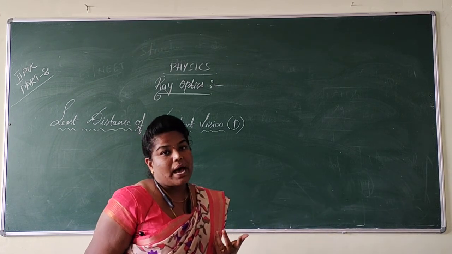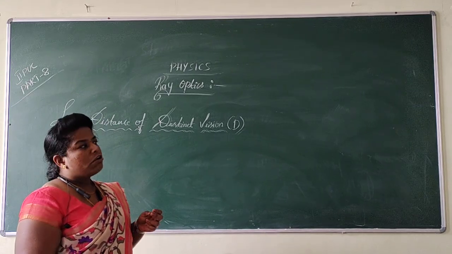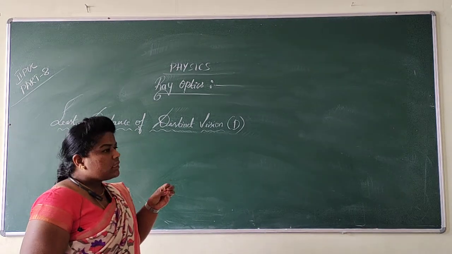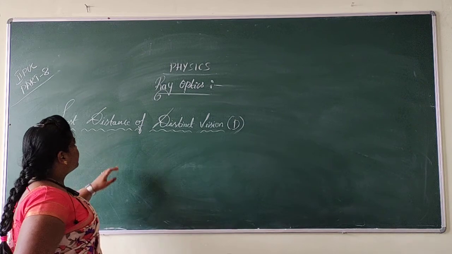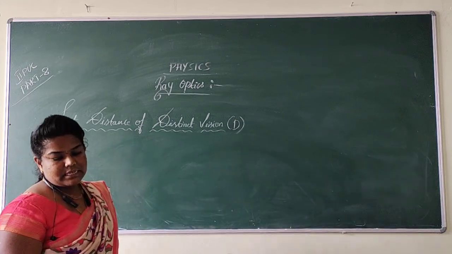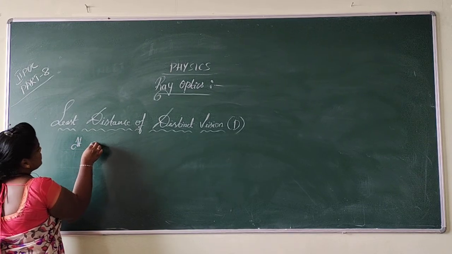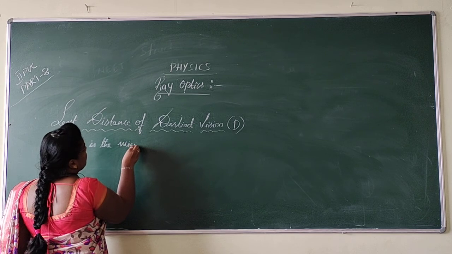So why is this going to happen? My dear students, for every human being, the eye has its own capability to see the object clearly without strain. That distance is said to be the least distance of distinct vision. So how to define it? It is defined as the minimum distance.